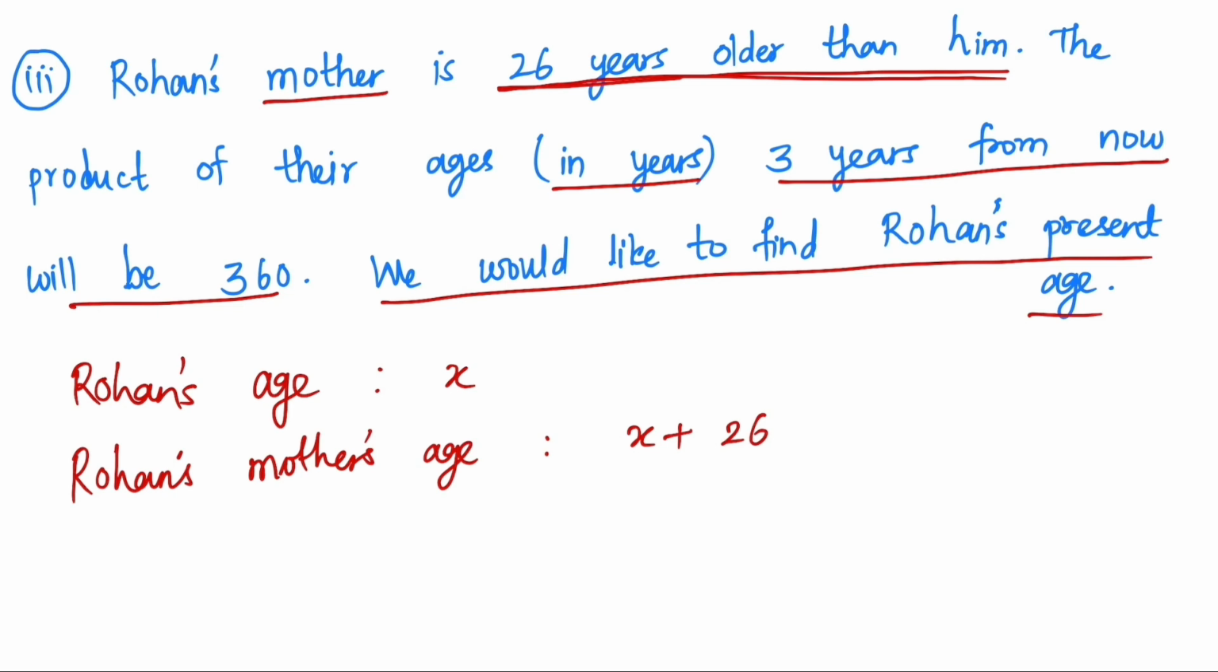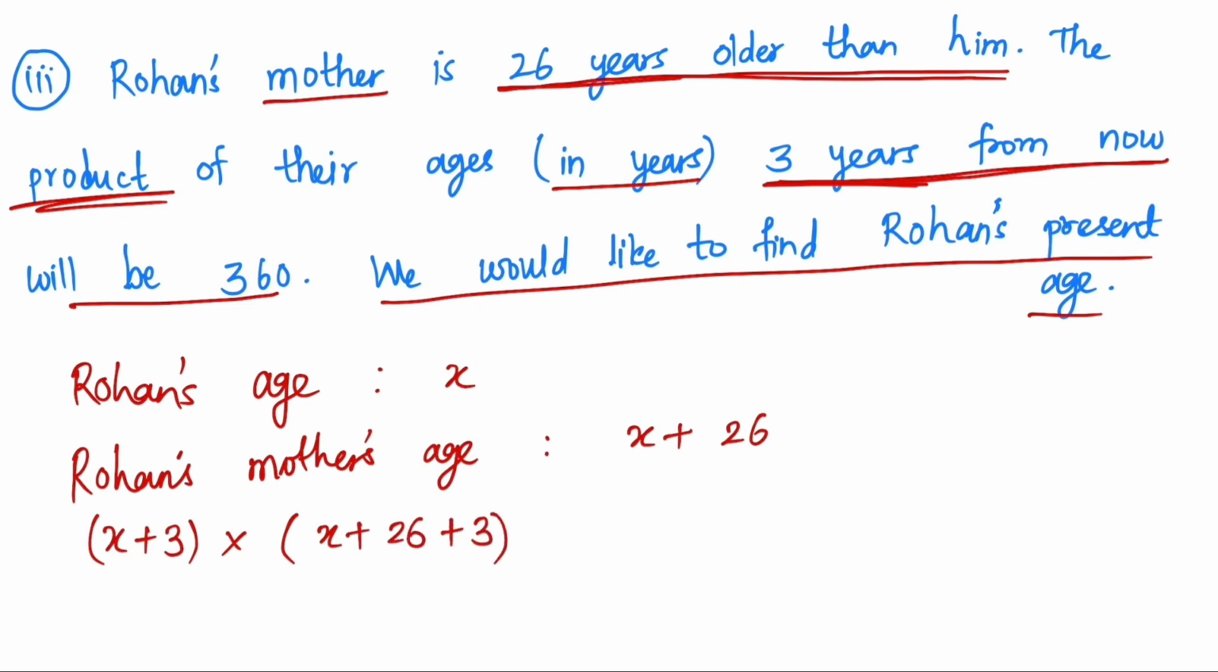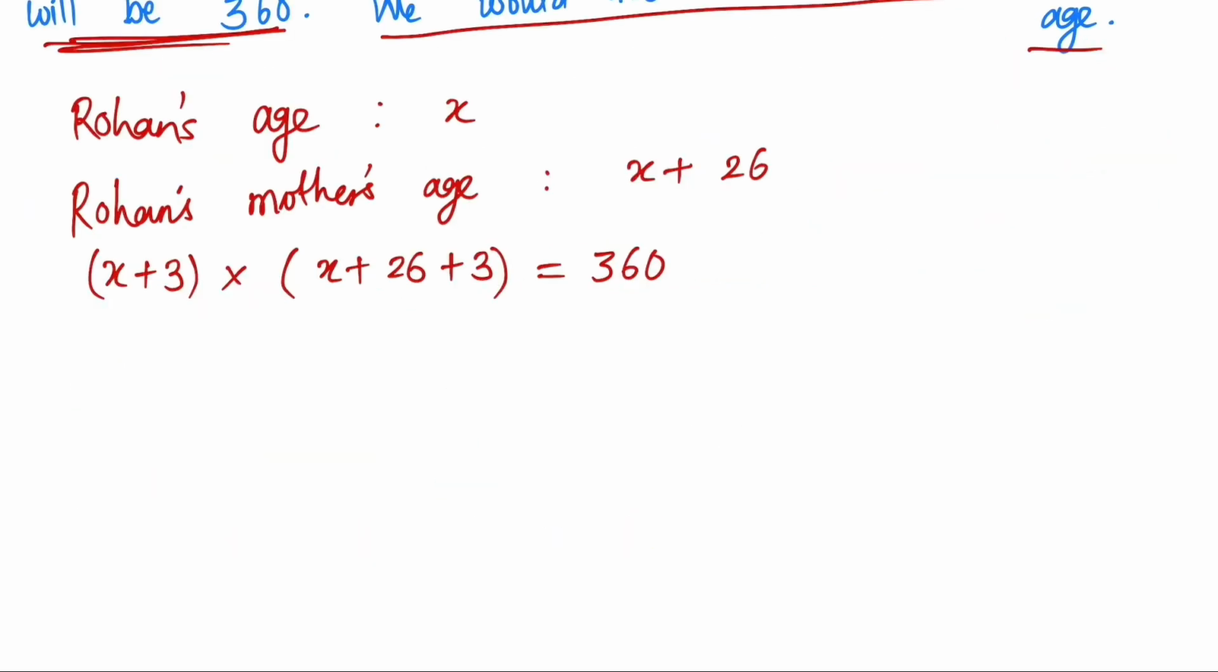And the product of their ages 3 years from now, that means after 3 years, right? So we just need to add 3. So we have x plus 3, and just take the product of them times this x plus 26, and we need to add 3. So this is done and this product is 360. So equal to 360. Now just simplify this.